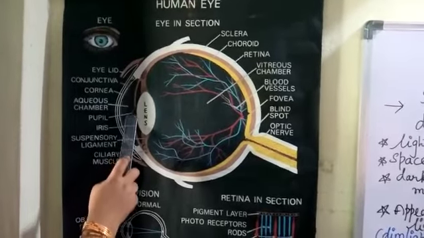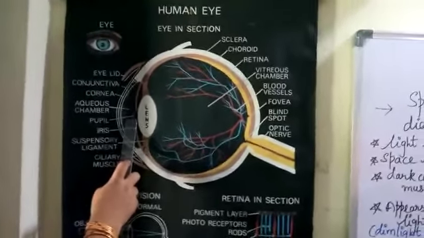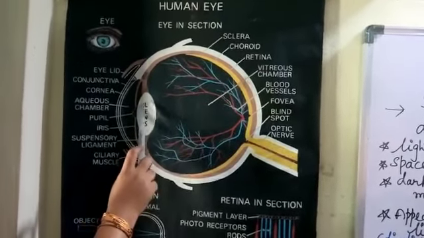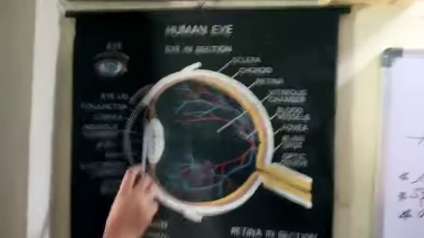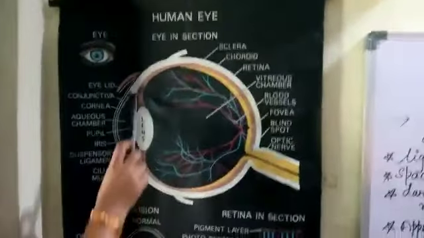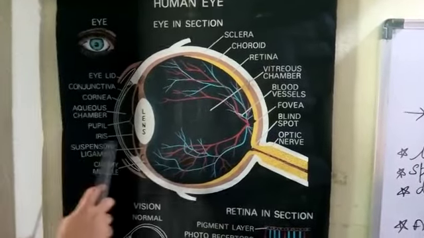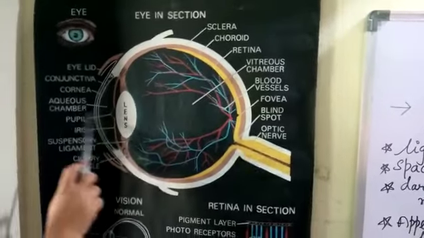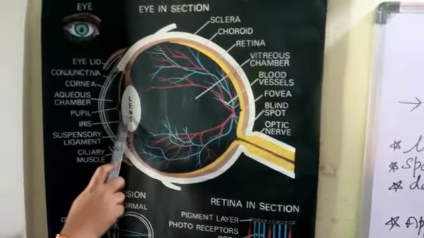So this pupil is appearing black. Why is it appearing black? Because it does not reflect any light. Next to the pupil, we have the brown colored part, that is nothing but called the iris. Okay, so this gives color to the eyeball and it regulates the amount of light by adjusting the pupil.